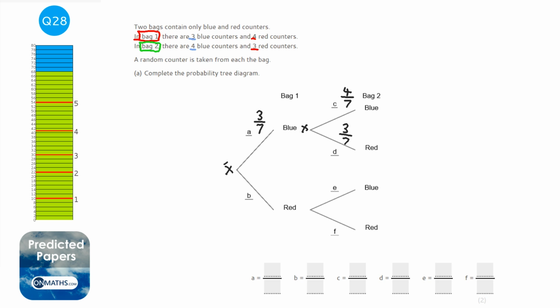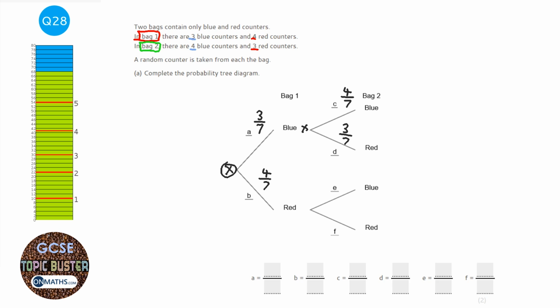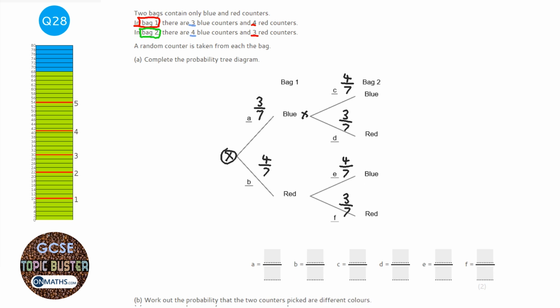Now let's go all the way back to the start and let's pretend we picked a red from bag 1. Let's have a think. What's the probability? Well, there's 4 red and 7 in total. And a blue from bag 2, well, that would stay the same, wouldn't it? Because there's still 4 blues and there's still 7 altogether. And there's 3 reds and 7 altogether. And that would be enough to get you full marks.